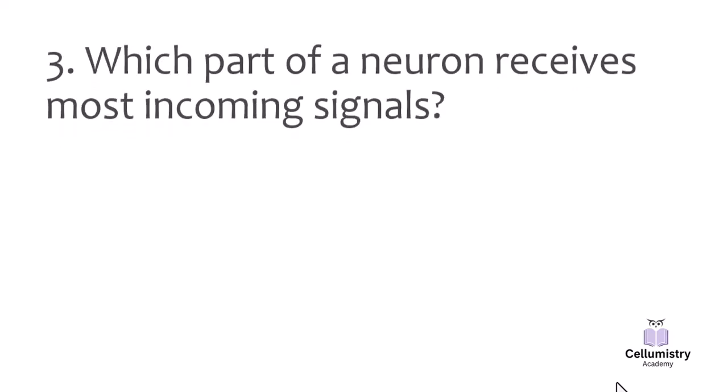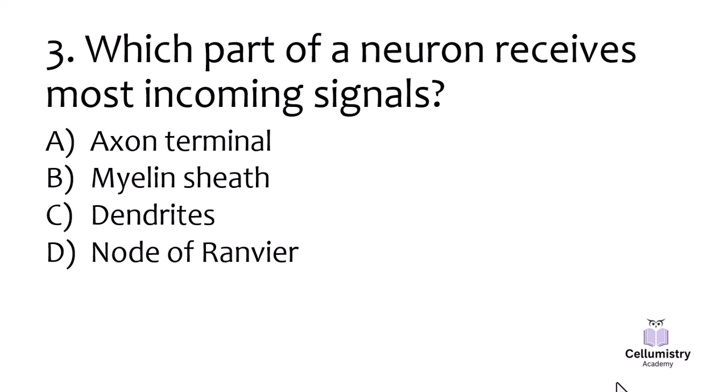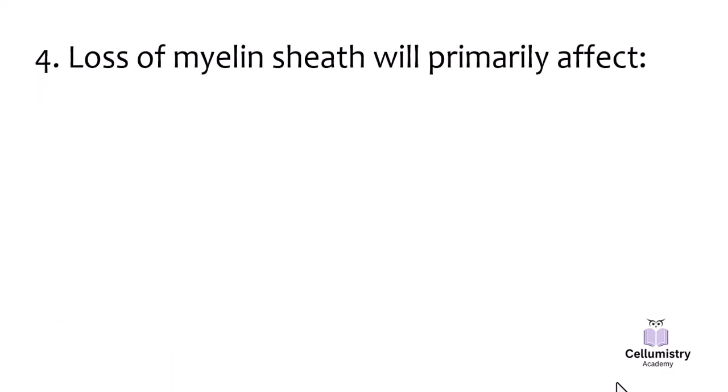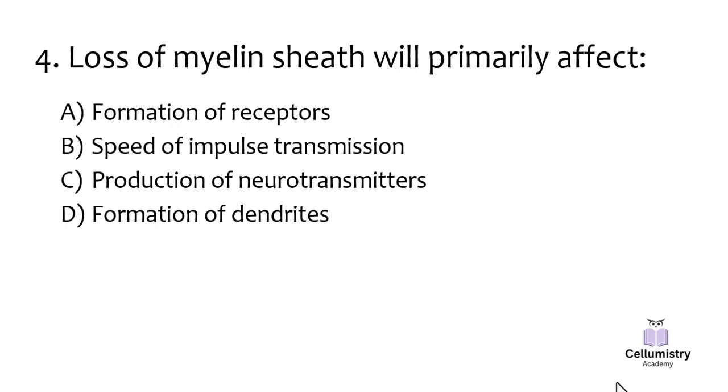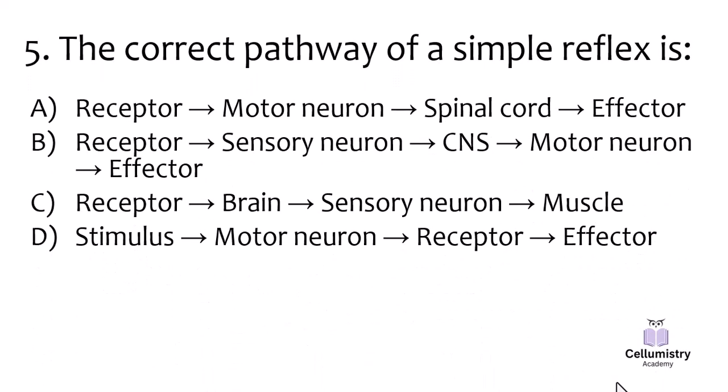Which part of neuron receives most incoming signals? Answer is C. Dendrites. Loss of myelin sheath will primarily affect. Answer is B. Speed of impulse transmission. The correct pathway of a simple reflex is. Answer is B. Receptors to sensory neuron, then central nervous system, motor neuron to effector.